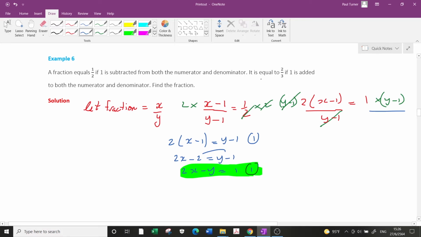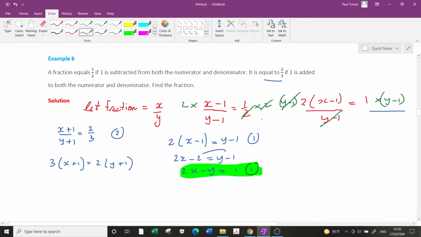for the second one, then it's equal to 2/3 if 1 is added to both the numerator and denominator. So if we add them, we'll have x plus 1 on y plus 1 equals 2/3. So this is our second equation here. So then we can cross multiply. The quick way is basically take your 3 up, put it up here. 3 times x plus 1 equals, take your y plus 1 and put it up to here. So then you get 2 times y plus 1.